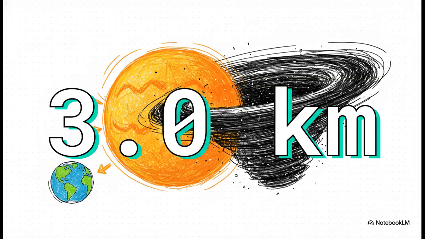Now compare the Earth's tiny radius with our sun's. The sun is, of course, over 300,000 times more massive than the Earth. But to cross that threshold of no return and form a black hole, you would have to compress that gigantic, raging star down to a radius of just 3.0 kilometers. It's a level of density that completely defies human intuition.